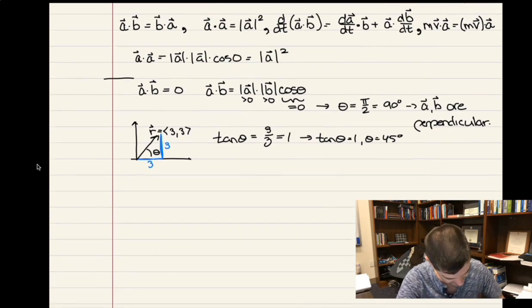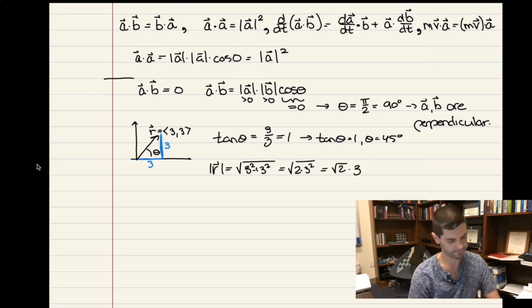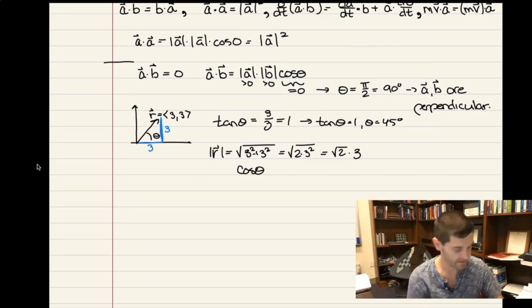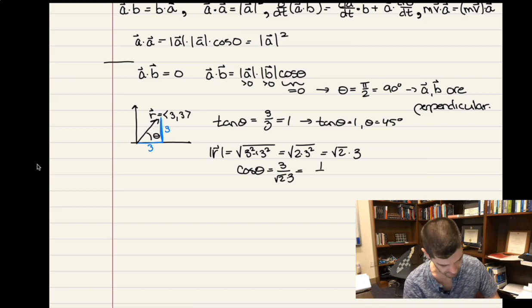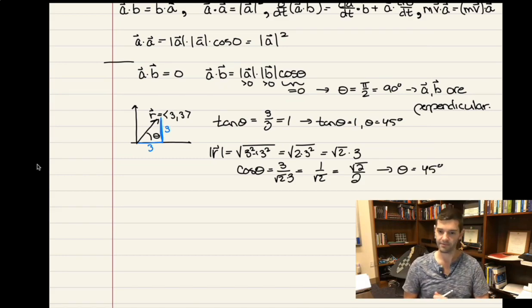I could have also, say, calculated the magnitude of this vector. It would have been the square root of 3 squared plus 3 squared. That is the same thing as the square root of 2 times 3 squared, which is the same thing as the square root of 2 times 3. And then I could have said maybe cosine of theta is, SOHCAHTOA, adjacent over hypotenuse. That is the same thing as 1 over the square root of 2. If I rationalize the denominator, that's the same thing as square root of 2 over 2. That's one of the few you might have had to memorize. Theta is 45 degrees.